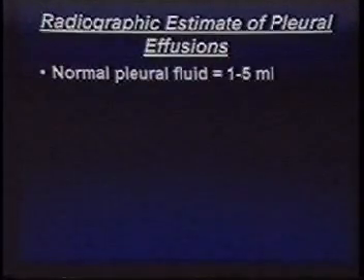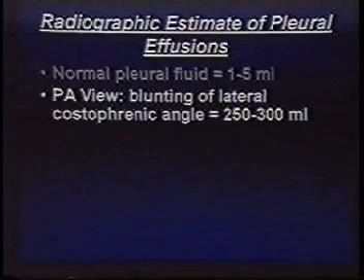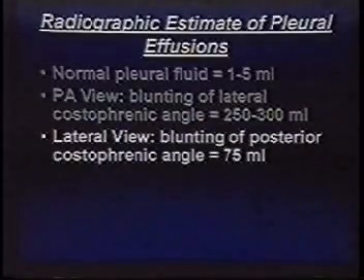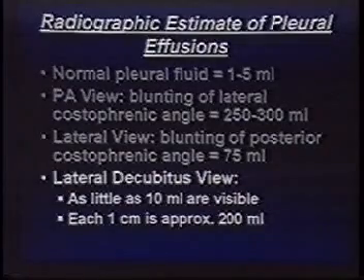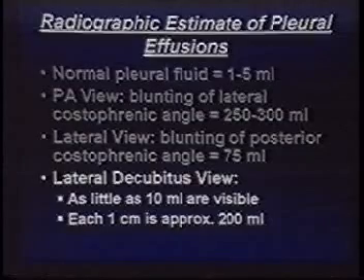The normal pleural space contains approximately 1 to 5 cc's of fluid. On a PA view, a blunting of the lateral costophrenic angle requires approximately 250 to 300 cc's of fluid. The lateral radiograph is more sensitive in that approximately 75 cc's will blunt the posterior costophrenic angle. And on the lateral decubitus view, as little as 10 cc's of fluid can be visible, and each 1 centimeter of fluid above the dependent chest wall approximates 200 cc's of fluid.